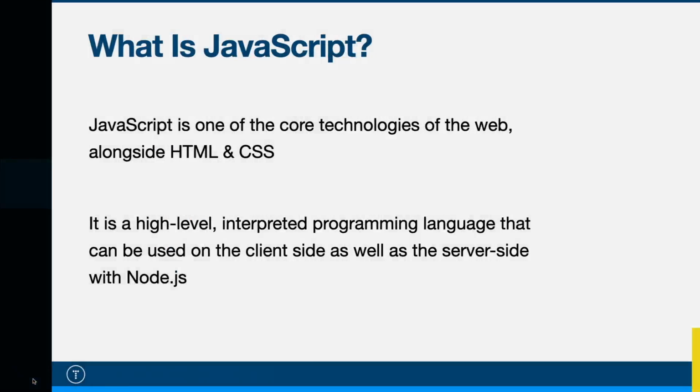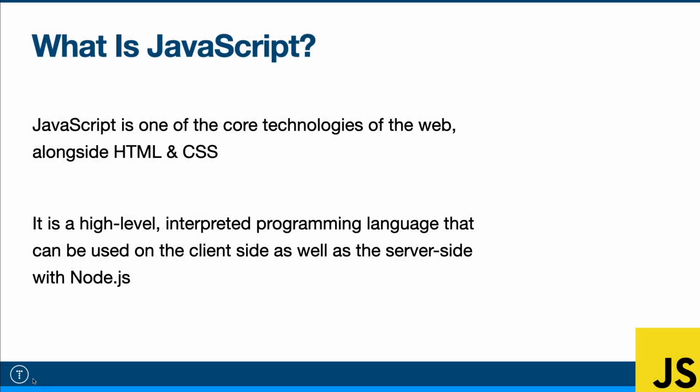So JavaScript is one of the core technologies of the web alongside HTML, which is a markup language and is used to structure web page content, as well as CSS, which is used to style that content. So JavaScript is what brings life to the front end or the user interface of a website or a web app. And it allows us to make web pages dynamic.